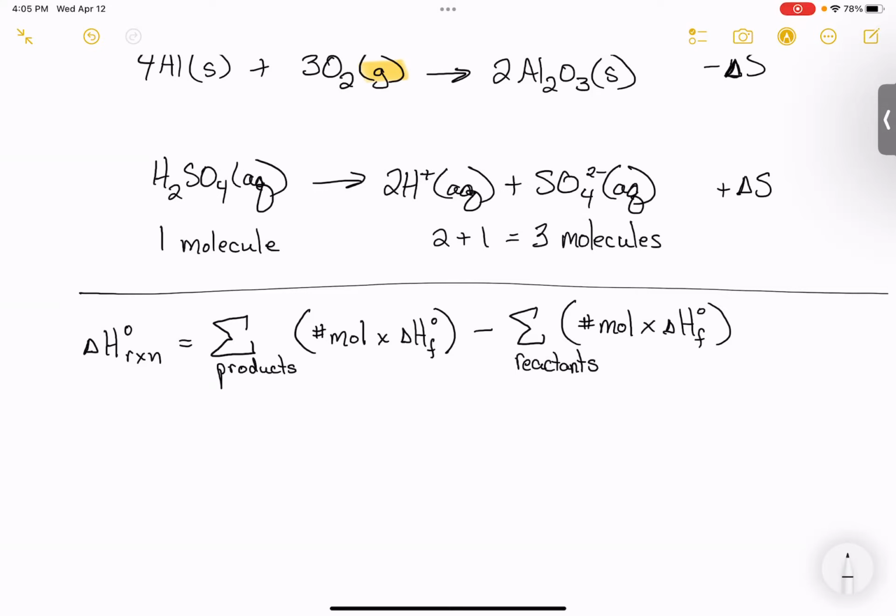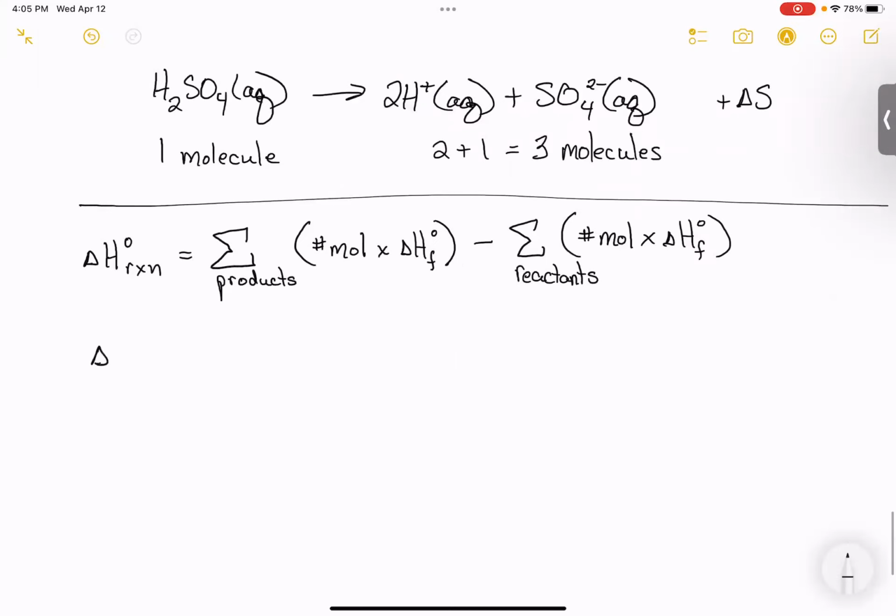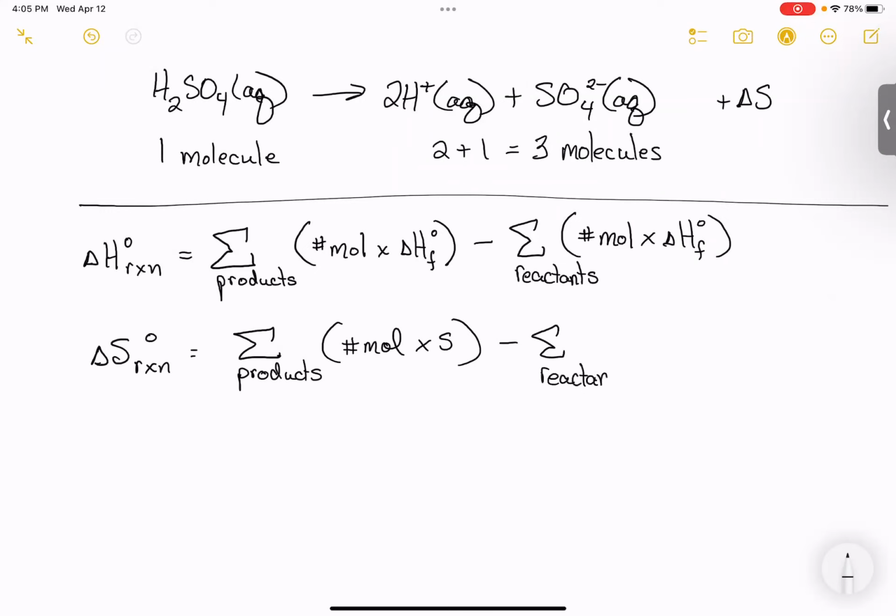Now, the nice thing, folks, is that if you know the equation for enthalpy, you know the equation for entropy. Because the entropy of a reaction is equal to the sum over the products of their number of moles times their individual entropy minus the sum over the reactants of the number of moles times their entropy.